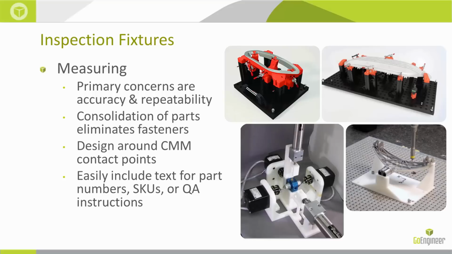The example on the bottom right came from Auric. Again, it's another CMM fixture, mates up to a very swoopy shape, very simply. Neat thing that I like there is a little XY coordinate system, and we saw it with the ESD7 fixture as well. With 3D printing, you can include a lot of text. It can be part numbers, it can be SKUs, it can be QA instructions. Anything that removes drawings or documentation that has to be passed along with the physical part is going to increase your repeatability and your accuracy.